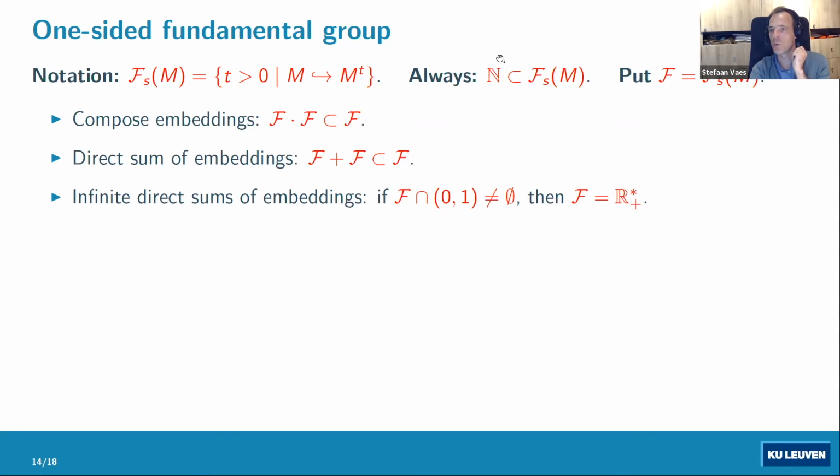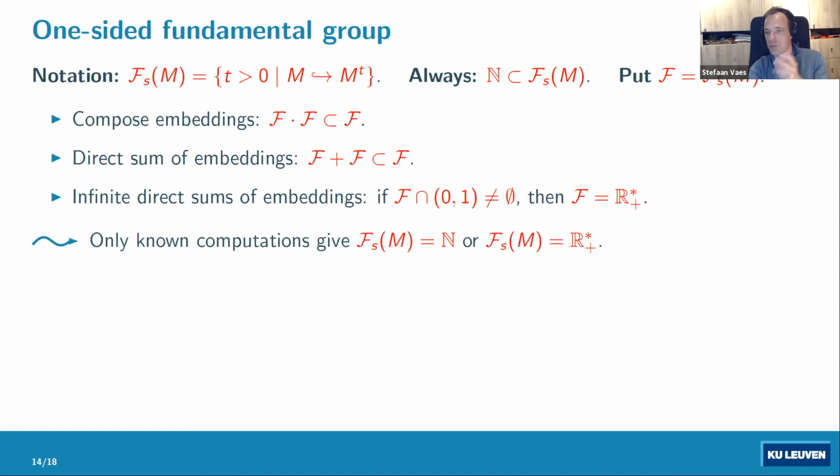So first of all it always contains the natural numbers, because you can embed M diagonally into n by n matrices over M. But now you can also compose embeddings, so it's stable under multiplication. You can take the direct sum of two embeddings, so it's stable under addition. And then, once you have a single element in F between 0 and 1, since you can also take infinite direct sums and compositions, you must have the entire positive real line.